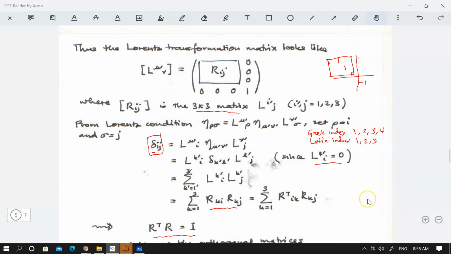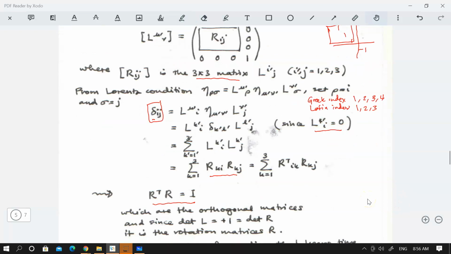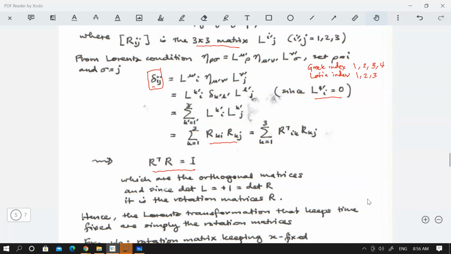So essentially, we do get back to your orthogonal matrix. So that is the case of your Lorentz transformation which preserves the time coordinate. So you get the special case of your rotation matrix. The next thing that we want to do is to look at the other special case, and I think I'm going to leave this until the next lecture.